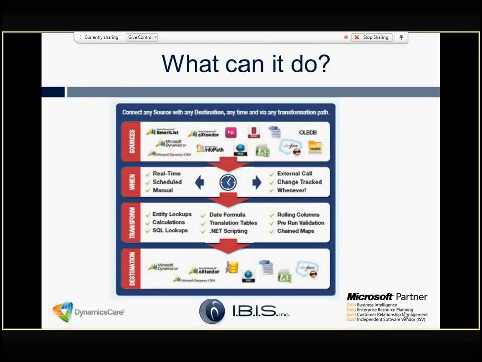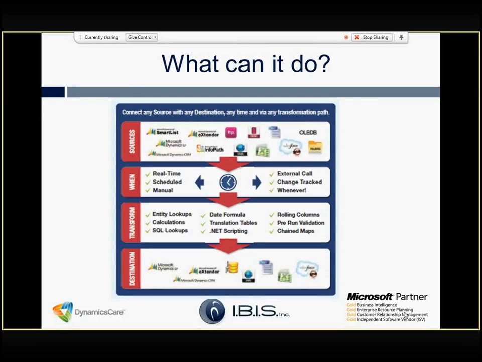Some of the transformation aspects that you can do in an integration are entity lookups, which basically is for Binary Streams MEM product, if you need to look up which entity a transaction needs to belong to. You can do calculations. You can do SQL lookups. For example, if you need to see what invoice a cash receipt should be applied to, you can do a lookup within the map to figure it out. A date formula, you can do rolling columns that will actually give you the ability to use GP's voucher and invoice numbers.